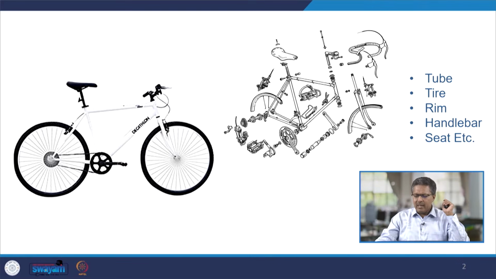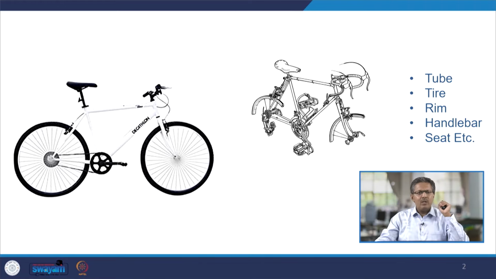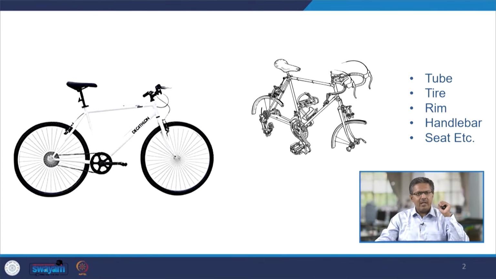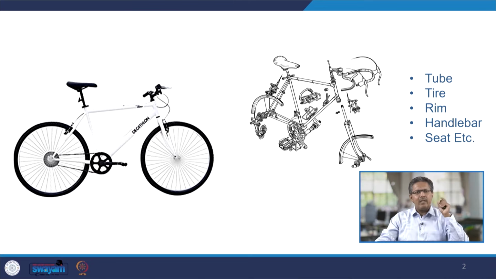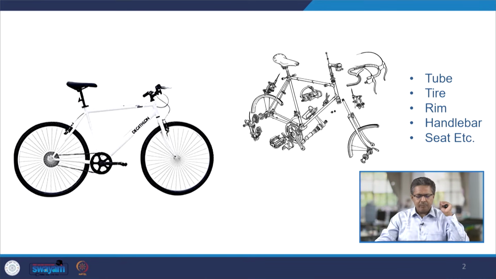You can see the cycle has certain different parts: the tubes, the tires, the rim, the handlebar, the seat, then the bearings. All these are different from each other, and when you assemble them together, you get a beautiful cycle, right. But if you look at the background, a general person would not know about it. Where has this tube come from, where has this tire come from, who is the manufacturer of these rims? We do not look at it; generally we look at the overall cycle.